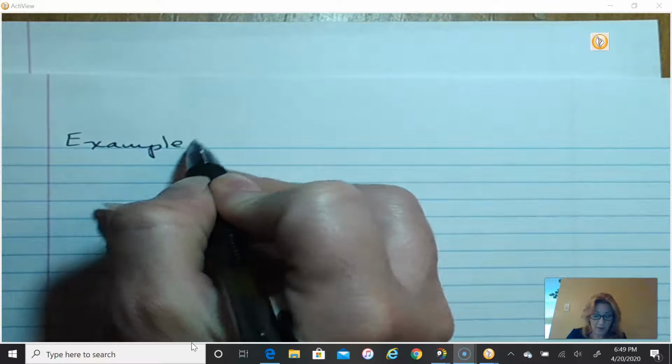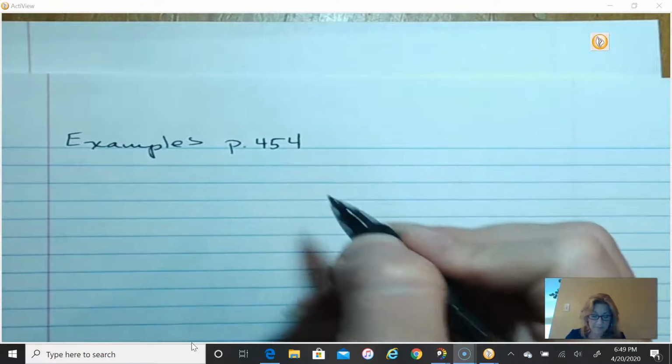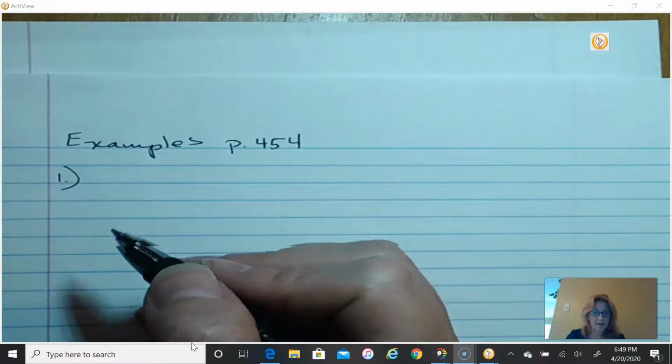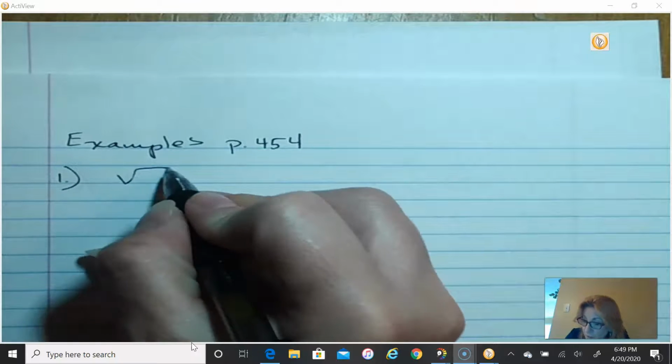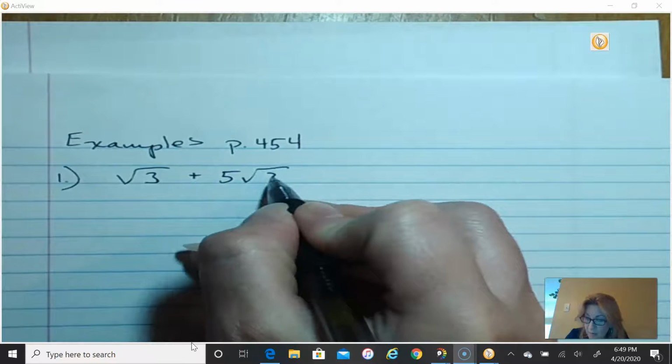So let's do some examples. I'm only going to do 3. Page 454. Numero uno. All right, let's go. So square root of 3 plus 5 times square root of 3.